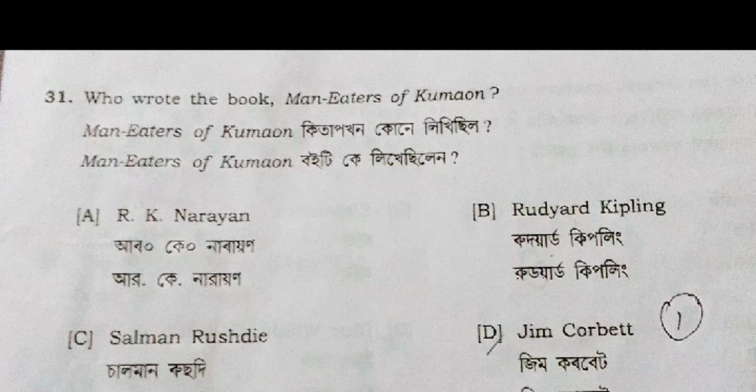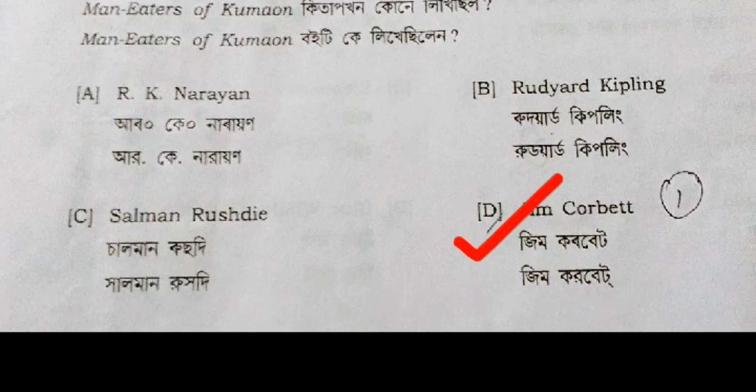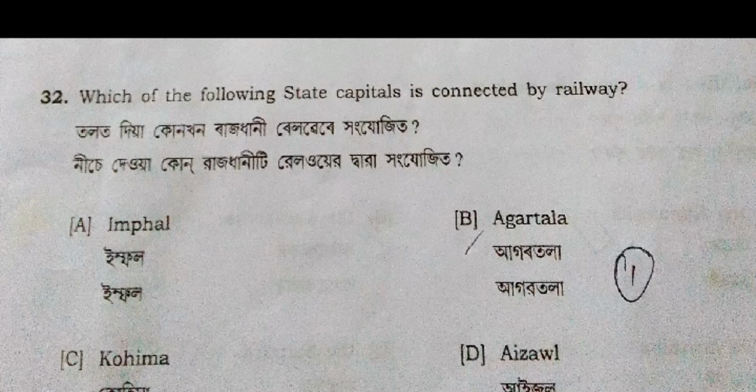Okay, next question is, which of the following state capitals is connected by railway? Is it A, Imphal, B, Agartala, C, Kohima, D, Aizawl? The answer is B, Agartala.